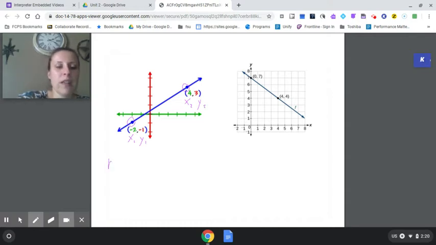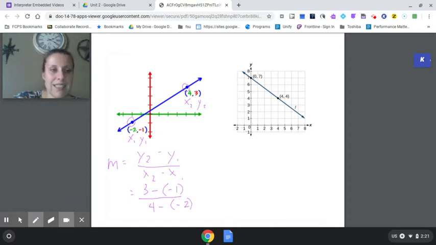All right, our formula looks like m equals y2 minus y1 over x2 minus x1. So substituting in these points, y2 is 3 minus y1 is negative 1, divided by x2 is 4 minus x1, which is negative 2. Be careful with those minus negative values. So keep, change, change, or however you want to refer to that, but minus a negative actually means addition.